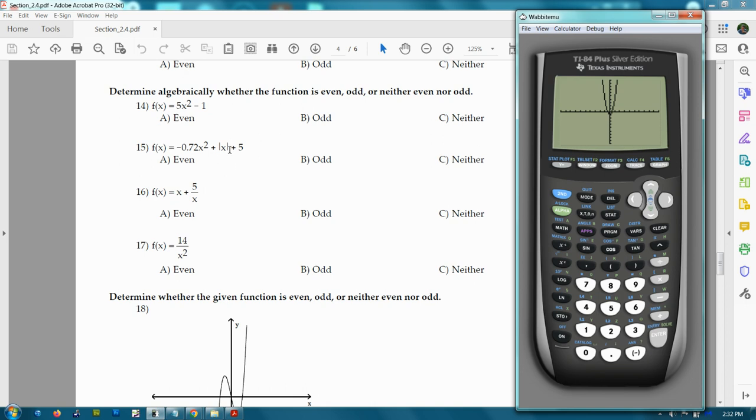And what do we got here? A real mess. Y equals negative 0.72x squared plus the absolute value of x plus, going to my math function, the first one is absolute value of x. Come out of this, and I want to add 5. And I want to be able to graph this.